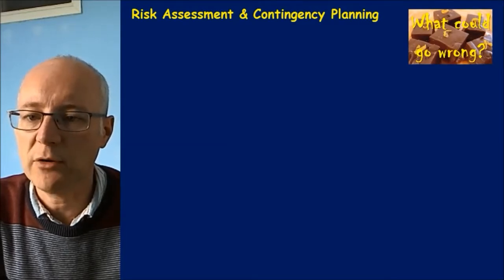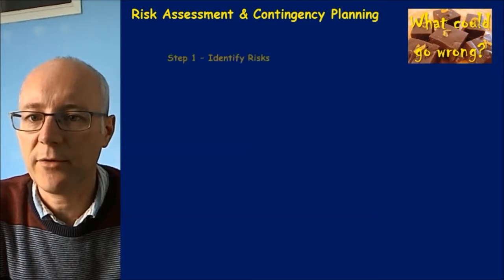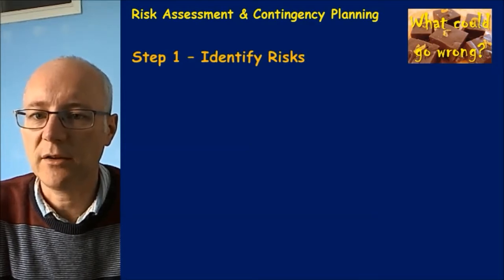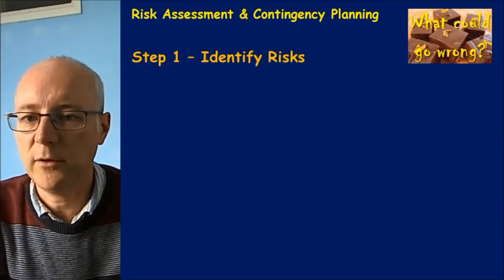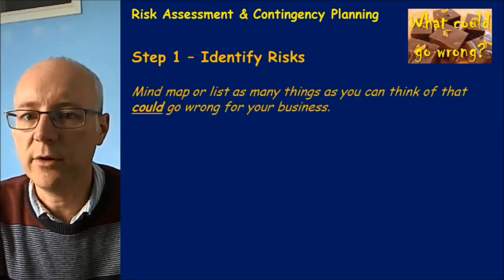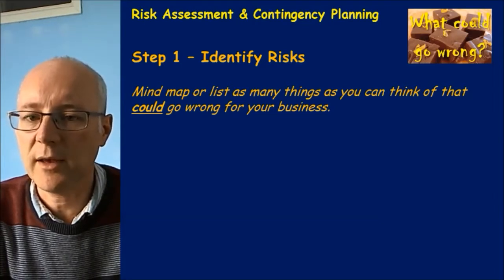So let's think about what you need to do for a risk assessment and contingency planning. There are 3 steps. Step 1 is to actually identify your risks. Now, for your project, for your business plan, what I want you to do is do a mind map or a list of as many things as you can think of that could go wrong for your business.